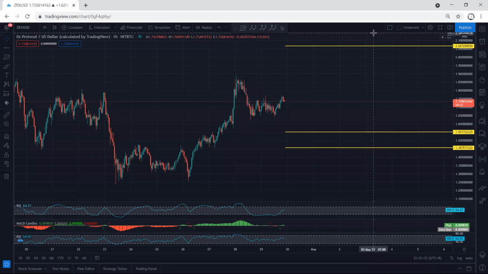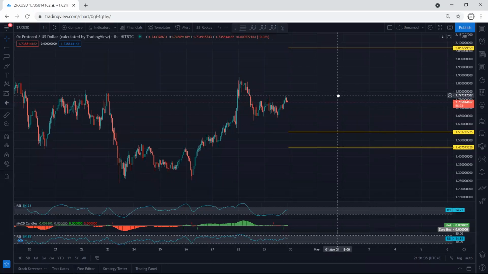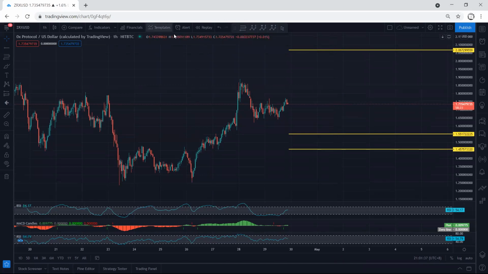ZRX, we start with the 1 hour chart. I just want to give a quick update. If we refer to our analysis, after we got this down move, we mentioned we're looking for the bigger correction to look for a buy. And right now we get this.